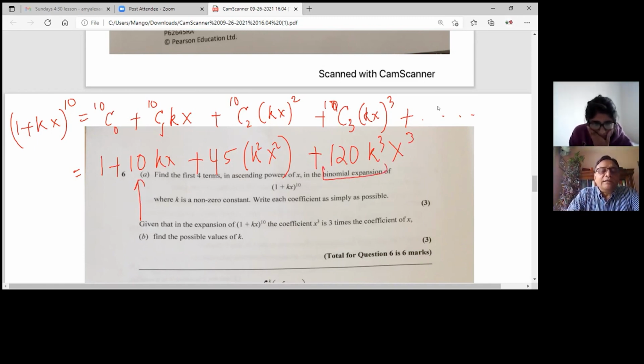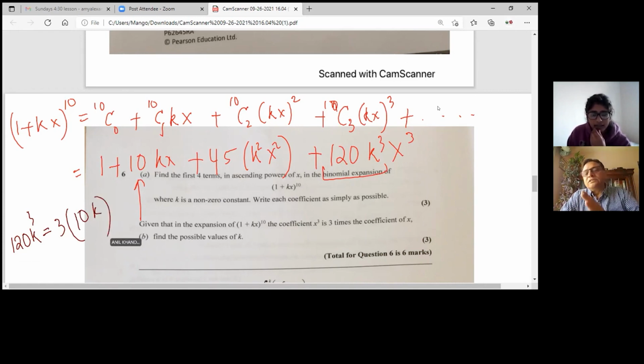Read again. So given that in the expansion of (1 + kx) to the power of 10, the coefficient of x cubed is 3 times the coefficient of x. So you write your equation: 120k cubed is 3 times 10k, which is the coefficient of x. Is that clear to you?